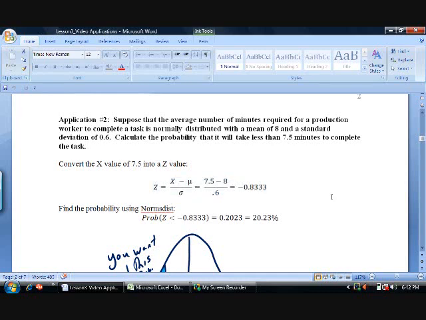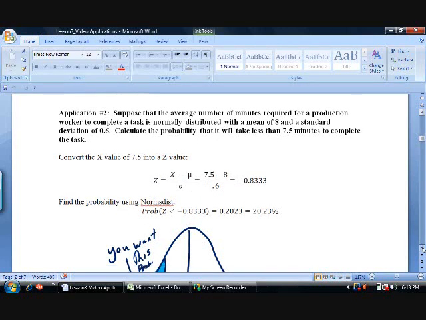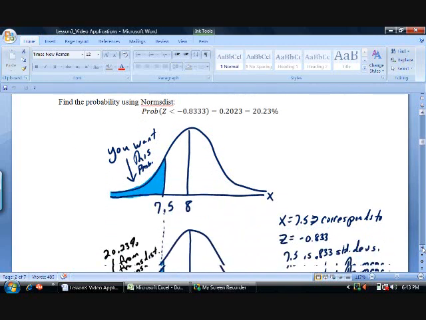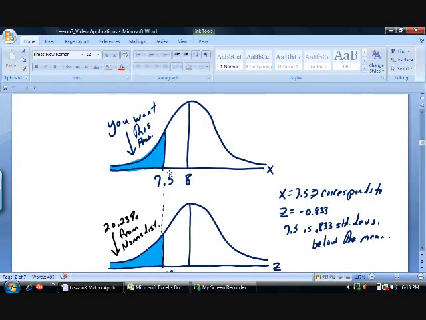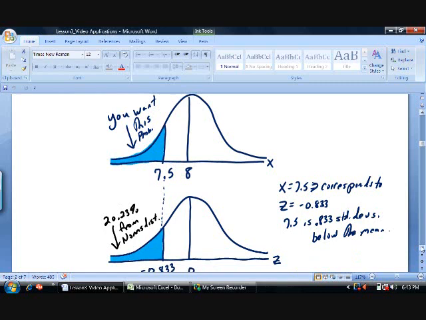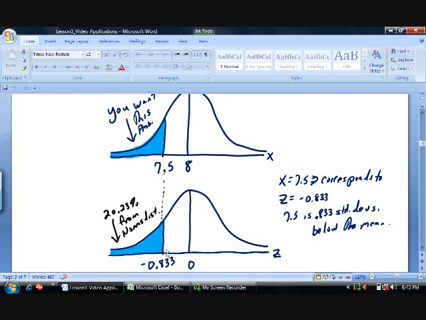0.833. Now this one's easy. What does that mean? It means that a value of 7.5 minutes is 0.83 standard deviations below the mean of 8. Well, in terms of our diagrams, I'm saying that a value of x equal to 7.5 is equivalent to a z value of minus 0.833.